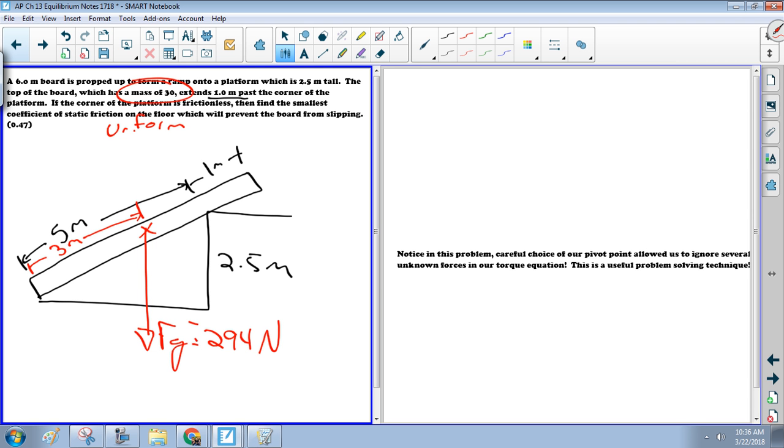What direction do you think the normal force acts in? Can you point for me? Does it point straight up? Does it point sideways? What do you think? Yeah, isn't it going to be perpendicular to the surface?